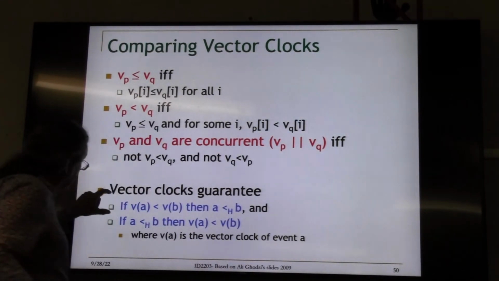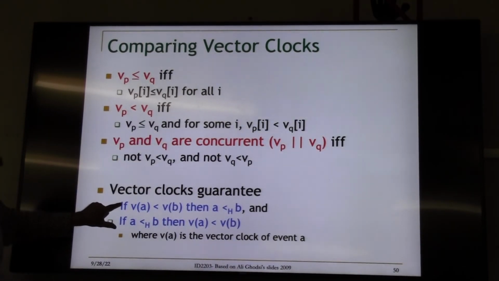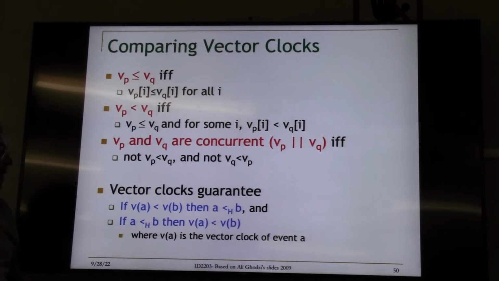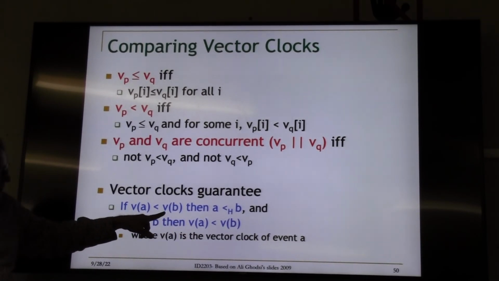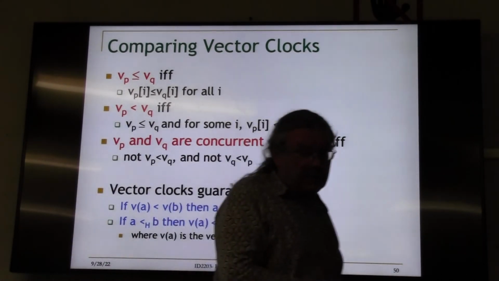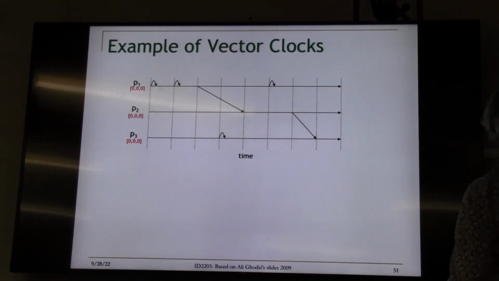So the vector clock tells me both directions. If A happens before B, then the vector clock is less. But if the vector clock is less, then I know that A happens before B. The Lamport clock did not tell me that. Okay, so I have to show you an example of this.